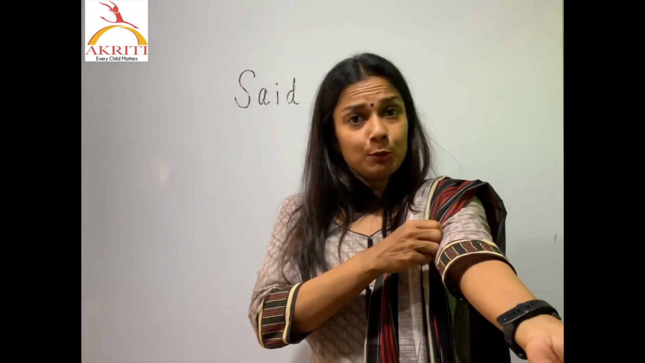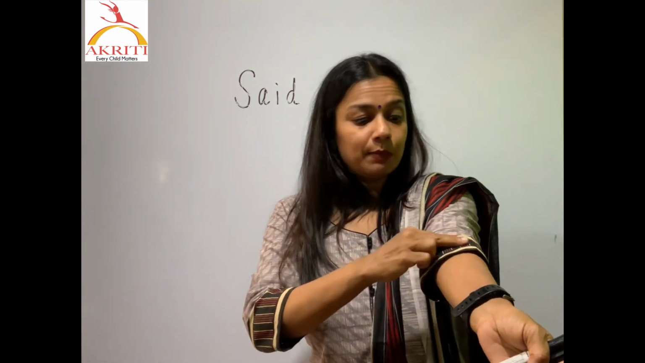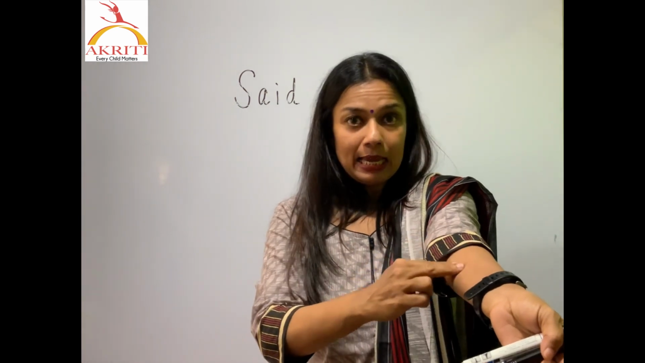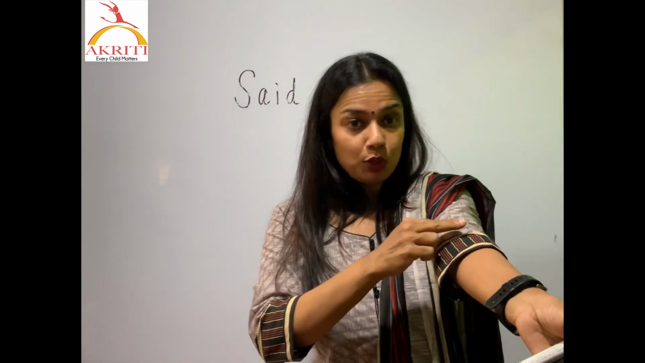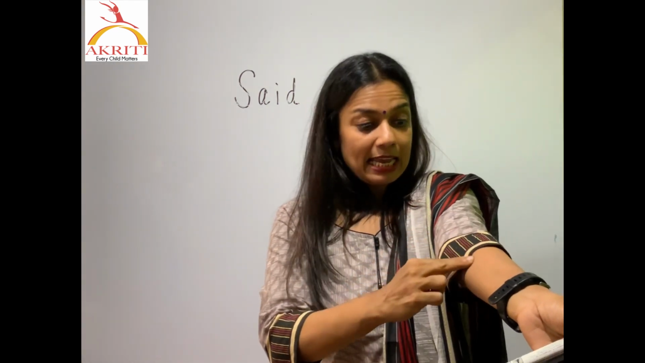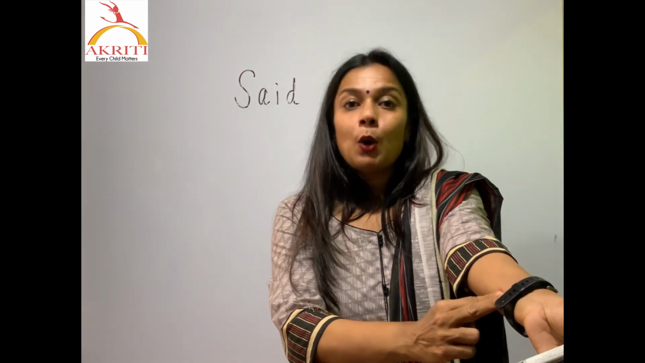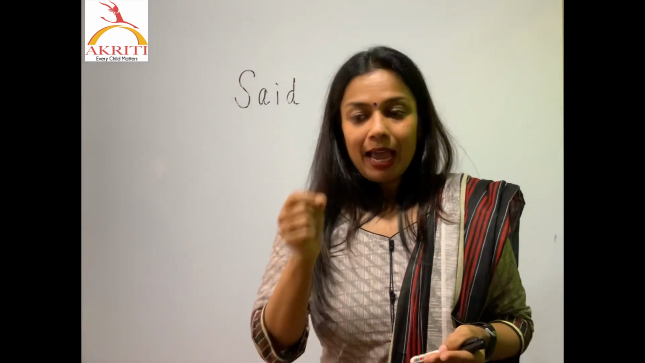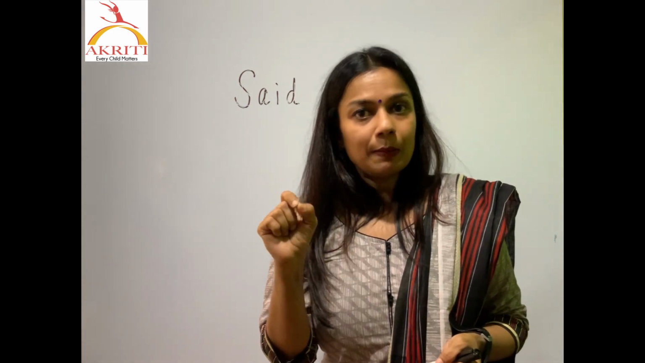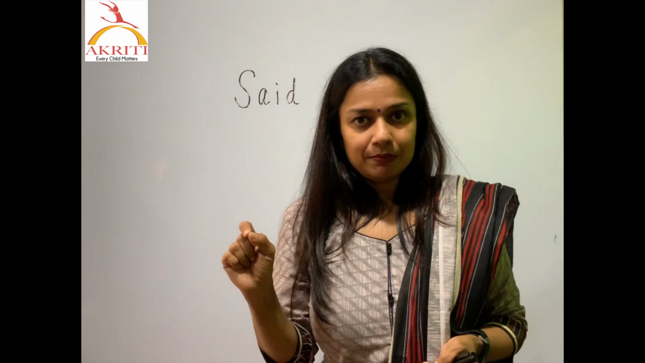So you ask them to pull their arm out and then they can write it on their arm or tap it on their arm. S, A, I, D, said. One more time. S, A, I, D, said. Once this is done, the child is allowed to take a piece of paper and write the word down by heart. This is the sight word method.